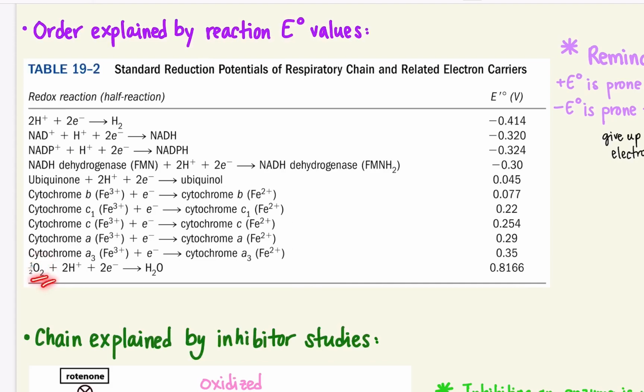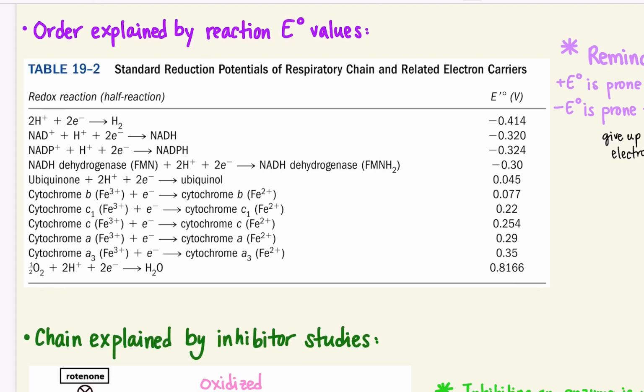It is prone to getting reduced because it has this positive E naught. The reaction before it is not as positive, right? This is 0.8, this is 0.3, so it's not as positive. That means this is not as prone to getting reduced. It is actually more prone to getting oxidized. Then going back one more time, this value is even smaller.